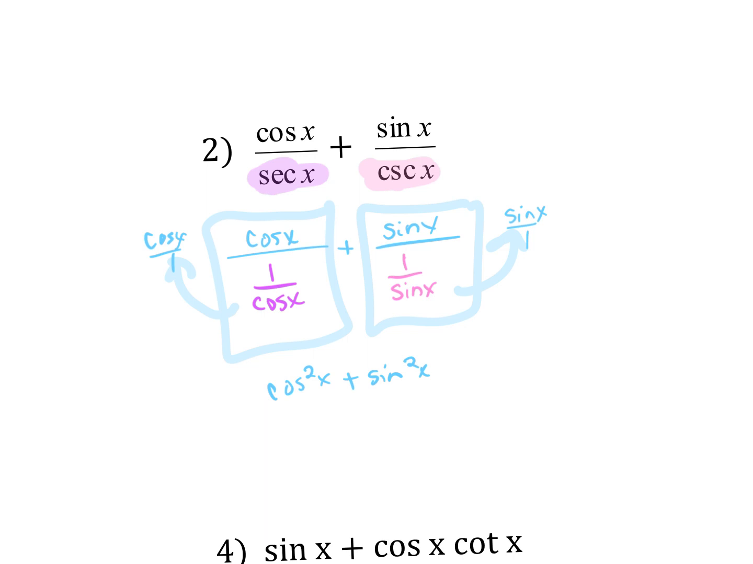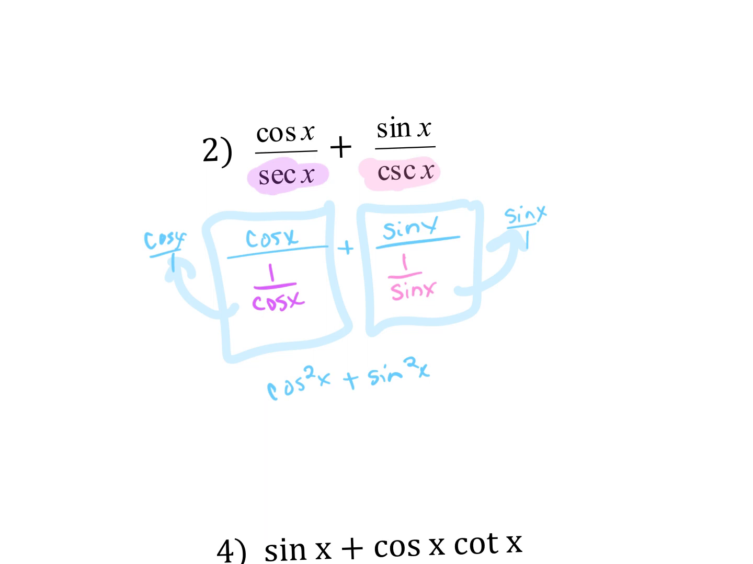Chatham, what's your identity say? 1 plus tan squared x equals secant squared x. There you go, you got it. And Chris's is just Chatham's with the co's in front. So keep going, Braden. 1 plus cotangent squared is equal to cosecant squared x. There you go, good. Okay.